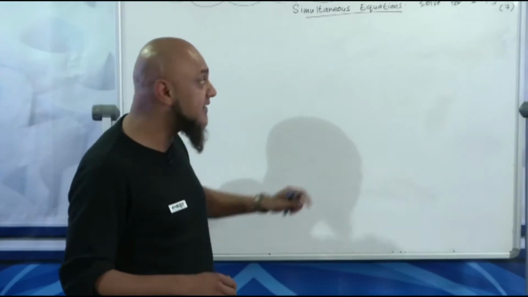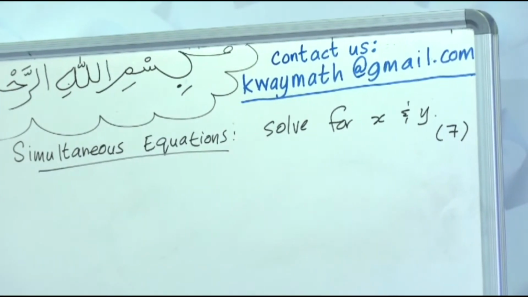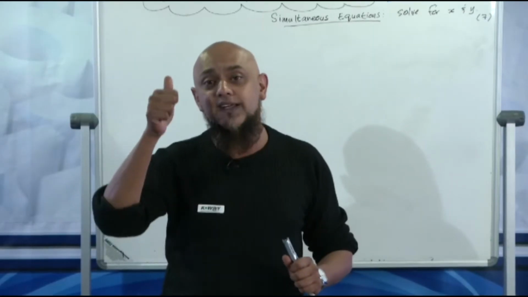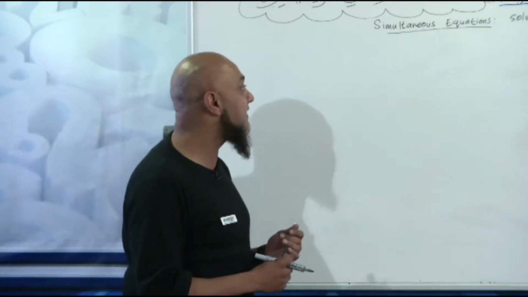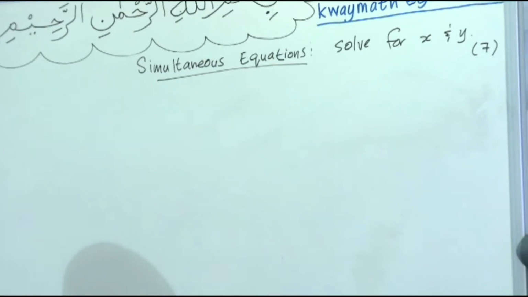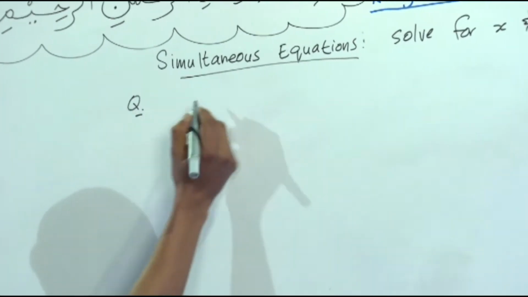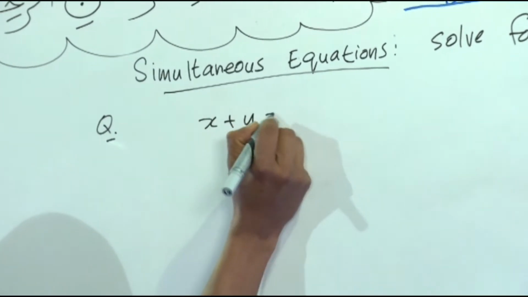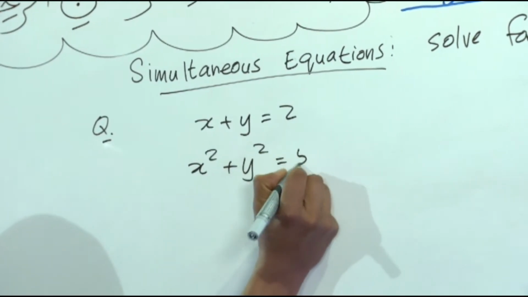Now, boys and girls, the question in the exam will simply say solve for x and y. I'm only going to do two examples. I'm going to do one easy example and one exam type question. The question in the exam says solve for x and y. This is what the question would be. Let's start off with one. We say x plus y is equal to 2, x squared plus y squared is equal to 52.